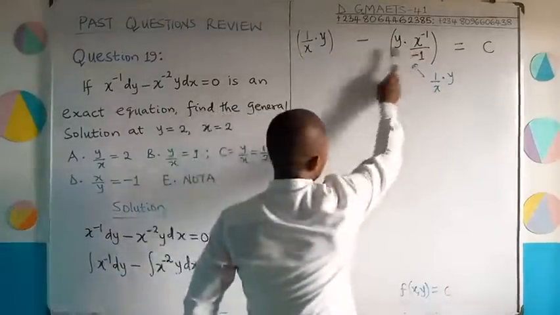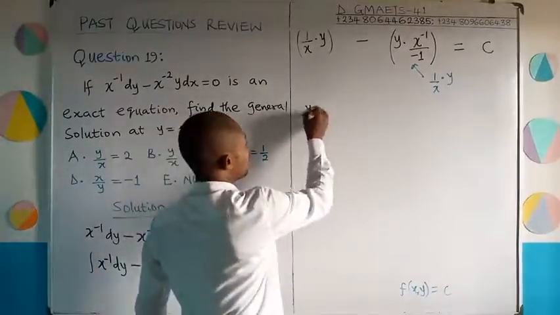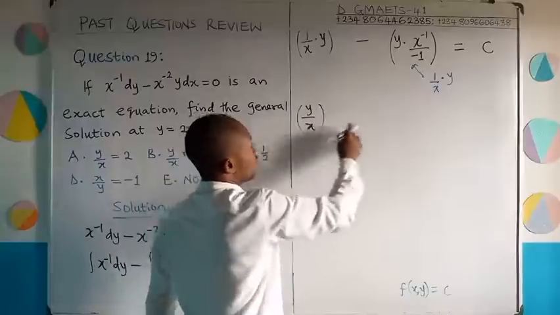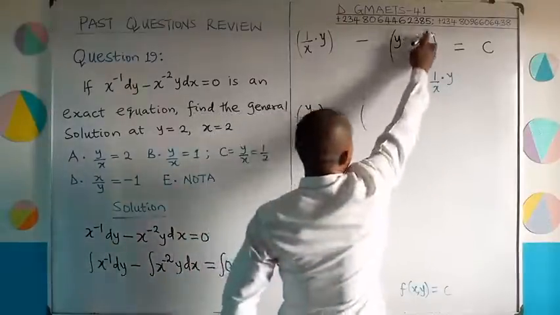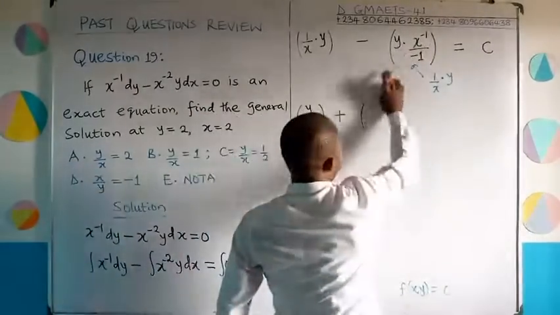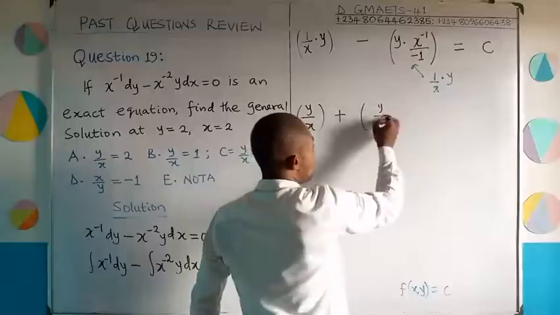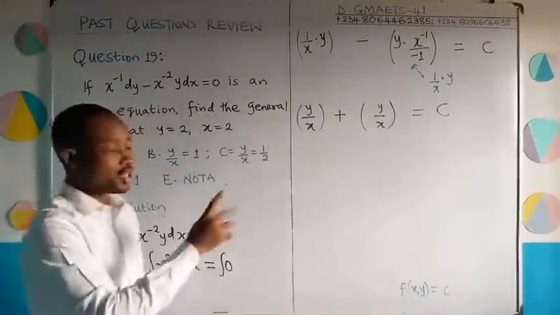This minus will change this to minus. I think I should just bring this term out. This is y over x. That's what we have here. Minus minus changes this to positive as well too. And then x raised to the power minus 1 is the same as 1 over x. That 1 over x times this y will give you y over x. Then that's going to be equal to c.